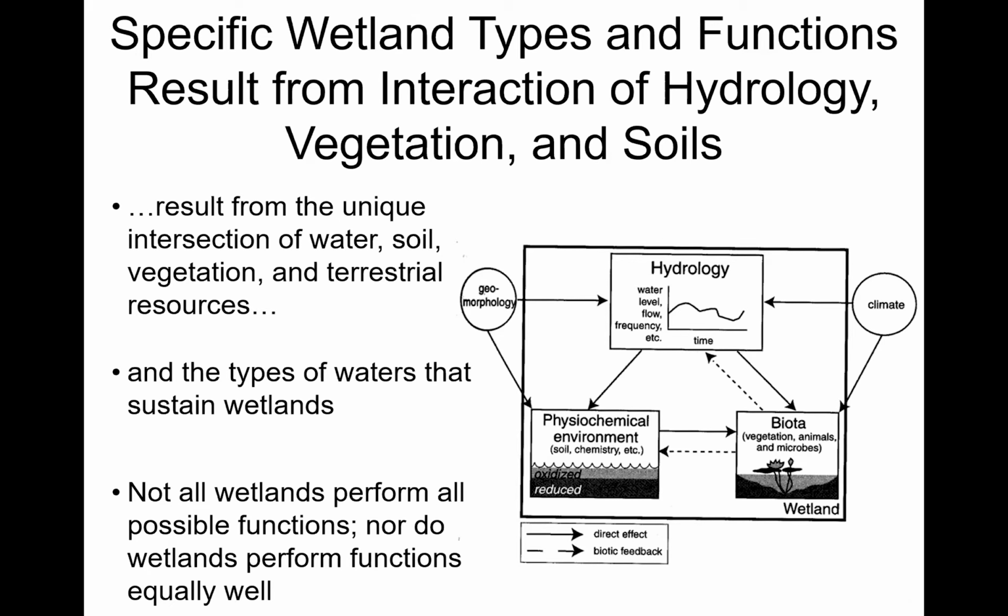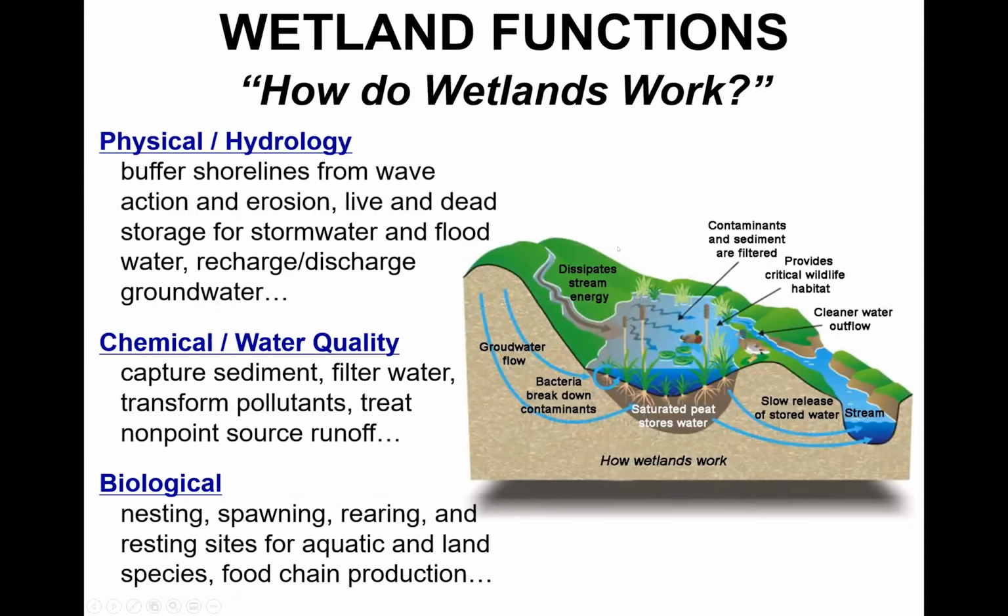So this leads us then to a discussion of wetland functions, which is related to this question: how do wetlands work on the landscape? What do they do? Why is that important to us? Generally, we can categorize how wetlands work in three different ways. We can sort of answer that question in three different ways.